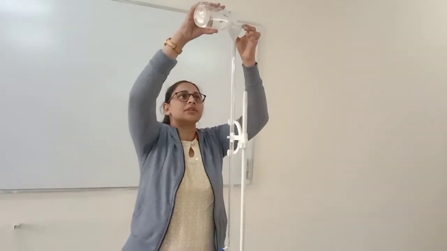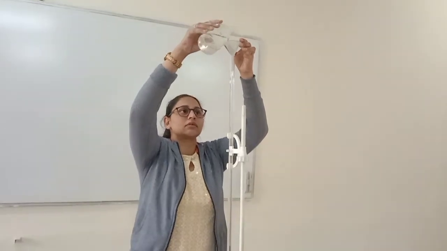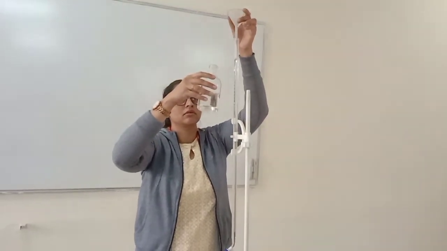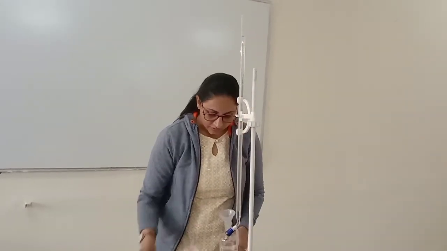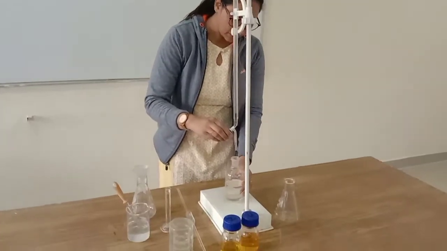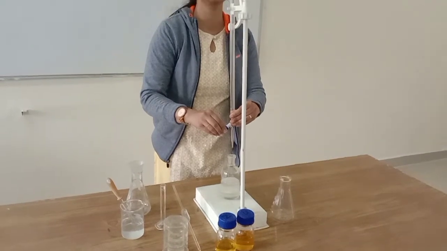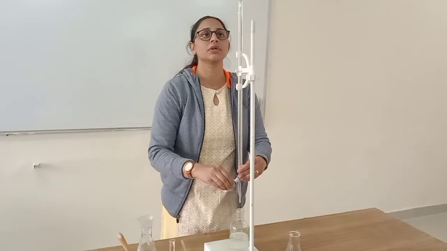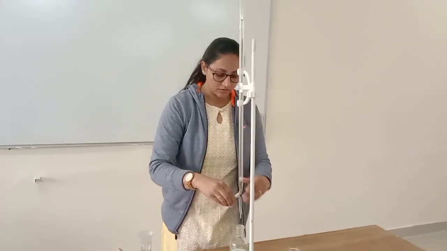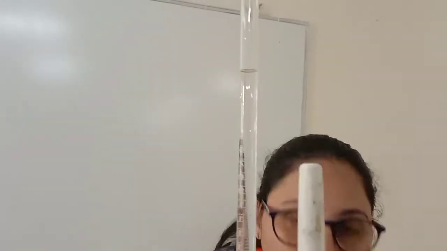Now I am going to fill this burette with the help of the funnel. The extra solution can be taken out from the bottom. Since it is a transparent colorless solution, we need to see the lower meniscus of the solution. At the 0 ml level, the lower meniscus of the solution should be placed.